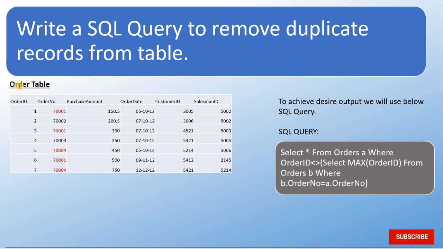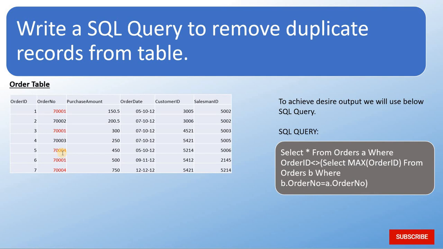Okay guys, so this is the table, and the table name is order, and we have the columns order ID, order number, purchase amount, purchase order date, customer ID, and salesman ID. In the order number column, we have duplicates in red color. So in this table, you can see the total duplicate records are 2. 70001 and 70004 appear more than one time.